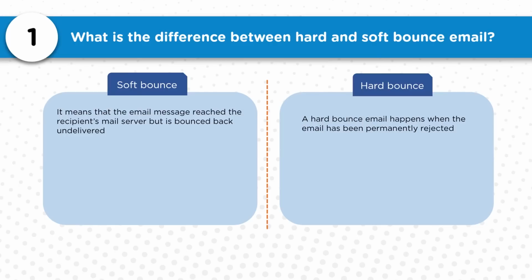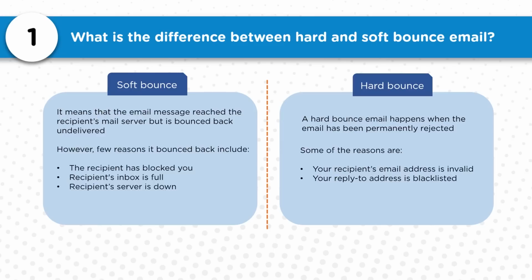So it actually reached the post office, but it bounced back because maybe the person's email box was full, maybe their account was temporarily disabled, or maybe the email server wasn't able to handle that email. Now, a hard bounce is an email that has been permanently rejected. So, for example, maybe the account is no longer valid.